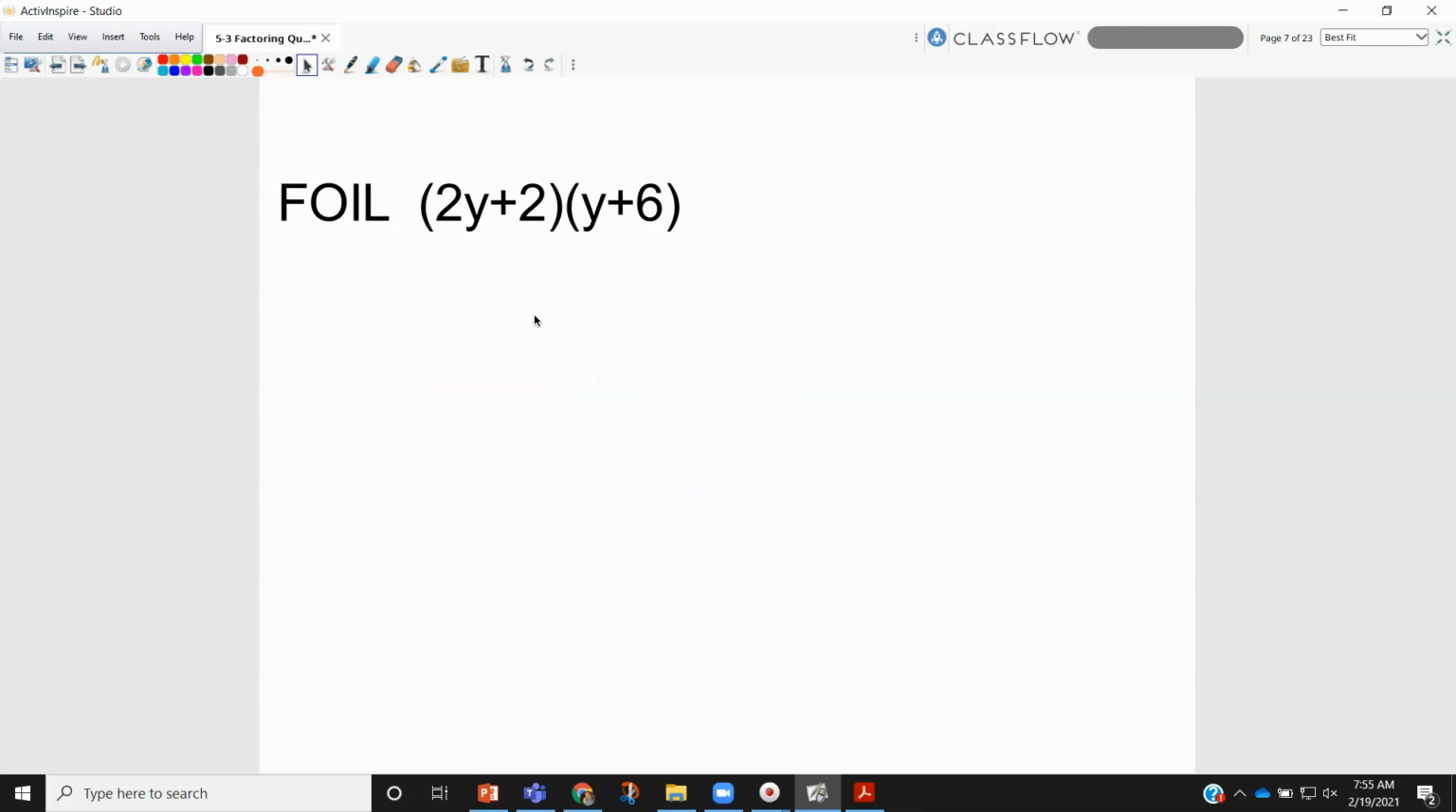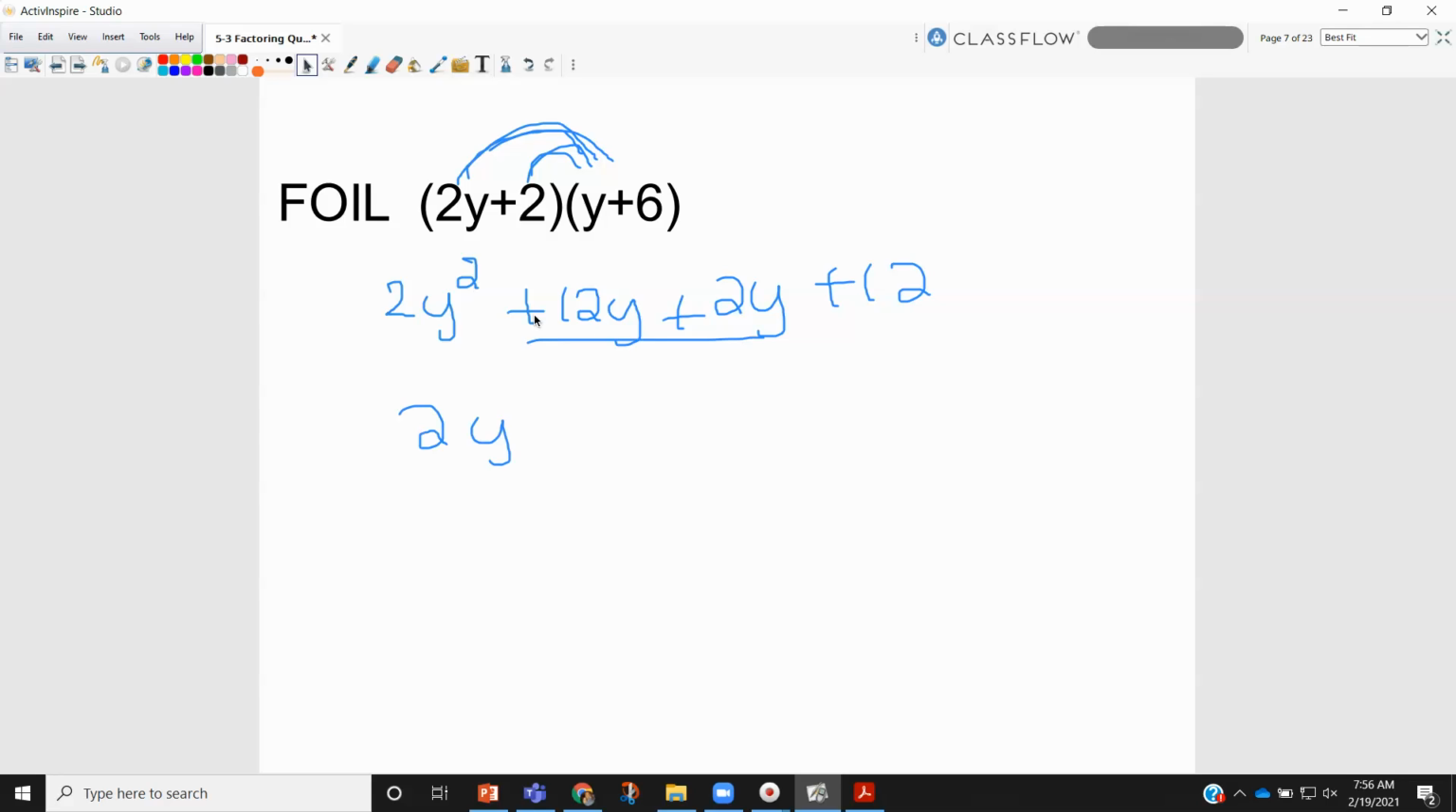So yesterday we warmed up with FOIL. We're going to also warm up with FOIL today. So we have 2y times y, which is 2y squared, 2y times 6, which is 12y, 2y times 2, and 2 times 6. Combining like terms, you get 2y squared plus 14y plus 12.